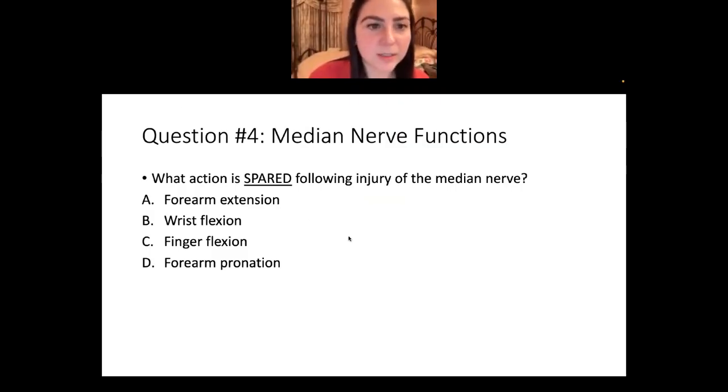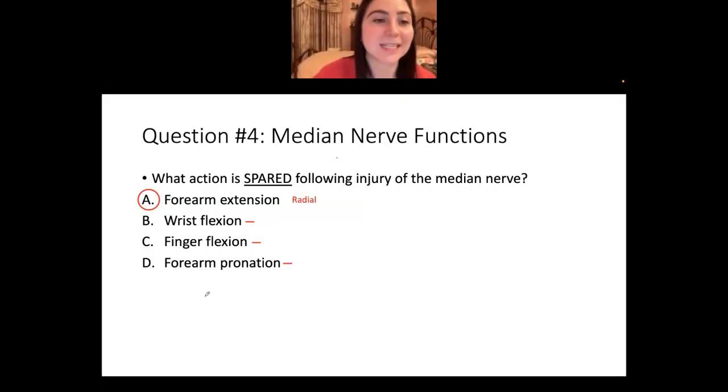Here's your question. Median nerve function: what action is spared following injury of the median nerve? You have to think about what the median nerve does, just like in the video we just watched. Great. What is spared following injury? Forearm extension is spared. Remember, forearm extension is your radial nerve. That's your tricep muscle doing forearm extension. Like I said, the median nerve does wrist flexion, finger flexion, and forearm pronation. Forearm extension is radial.